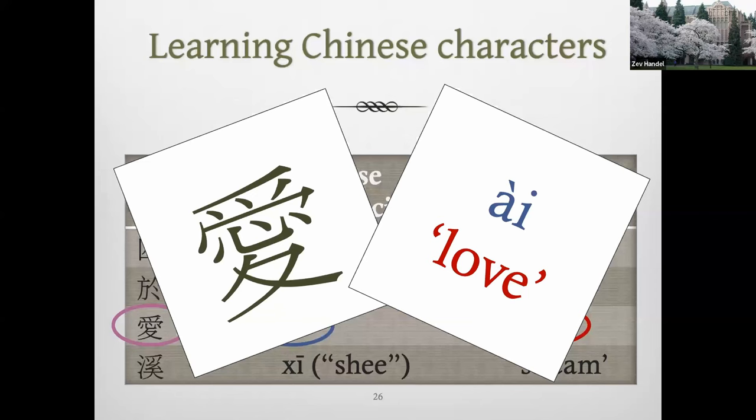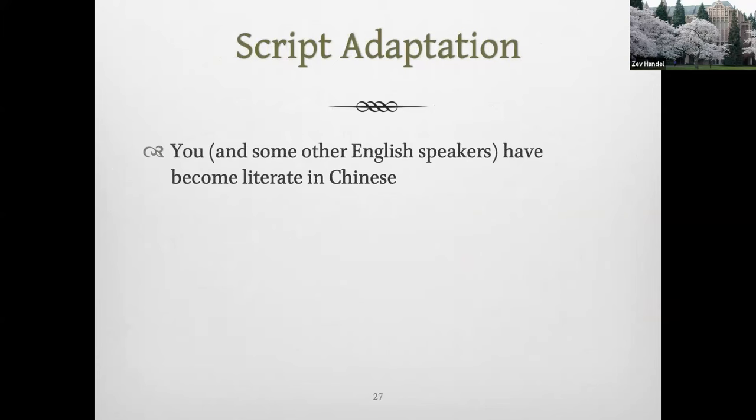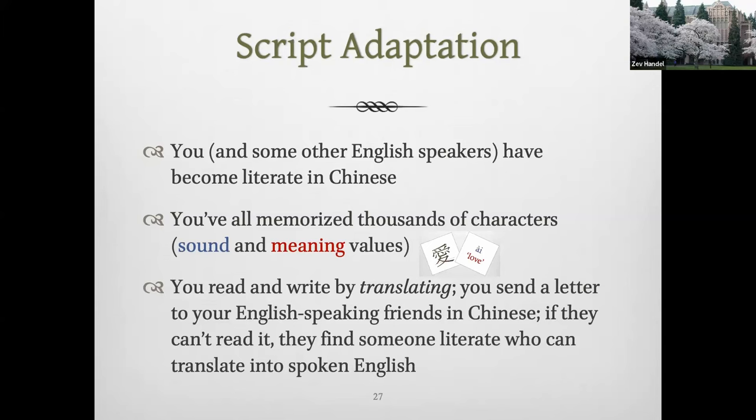In our thought experiment, you don't know how to write. You can't write these things down, but you're doing it in your head. You're associating a pronunciation and a meaning with each character. Okay, now let's suppose you're not the only one. There's a bunch of you English speakers who have made their way to China, and you've all learned to read and write Chinese because it's so useful, which means you've memorized thousands of characters and you've all done it the same way. So for this group of English speakers, you all associate the same pronunciation and meaning with all of these characters.